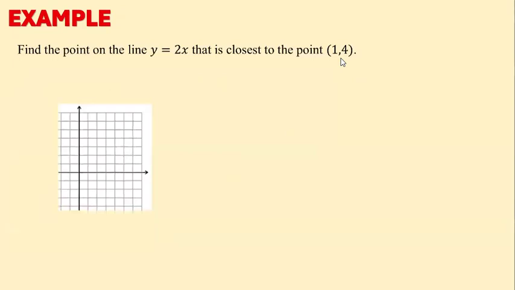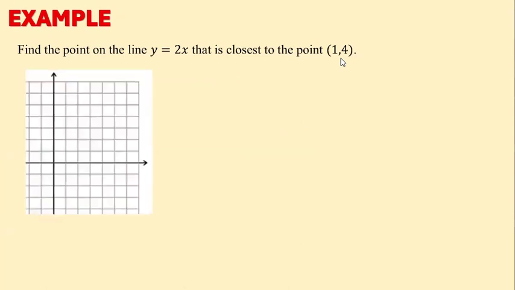Okay. So I have this graphing grid here, and I'm going to draw the graph on this one. We have the line y equal to 2x. So let me try to sketch the graph. It is a straight line passing through the origin. So this is y equal to 2x. We have to find the point on this line which is closest to the point (1, 4).